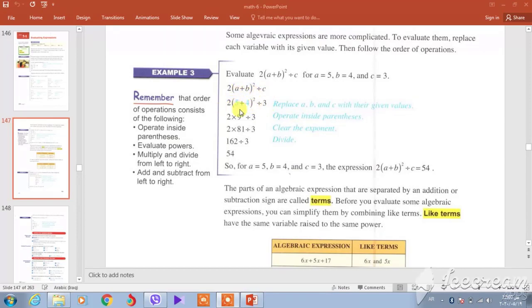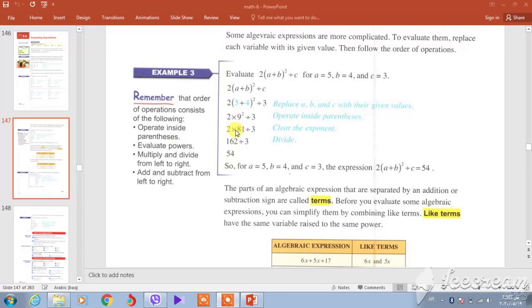The first thing, by order of operations, we study about order of operations. We need to operate inside parentheses, evaluate powers, and multiply and divide from left to right. After that, add and subtract from left to right. Because we have parentheses, we need to operate the parentheses. 5 plus 4 equals 9. Because we have an exponent, after that we need to clear the exponent. 9 with power 2 means 9 times 9. 9 times 9 equals 81.